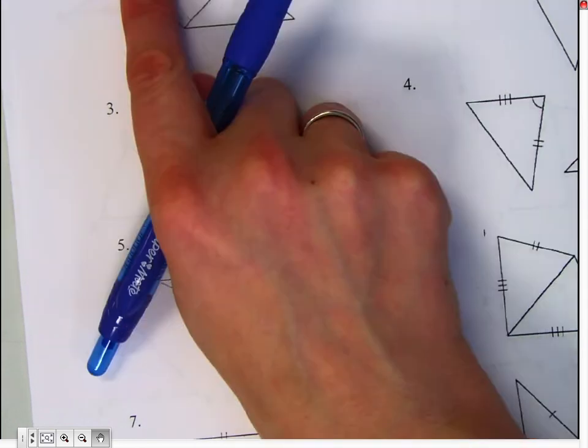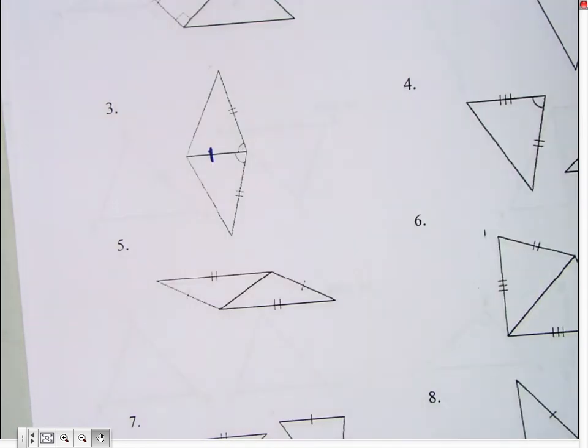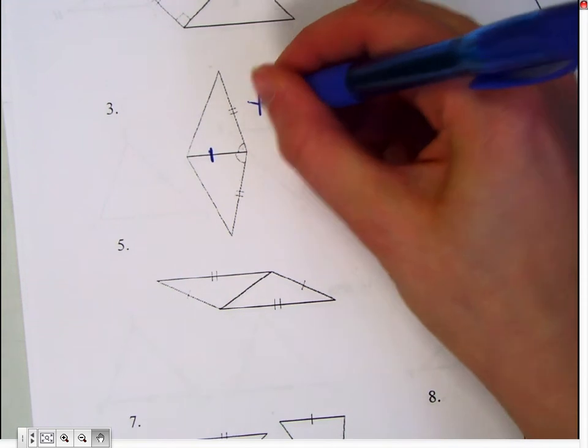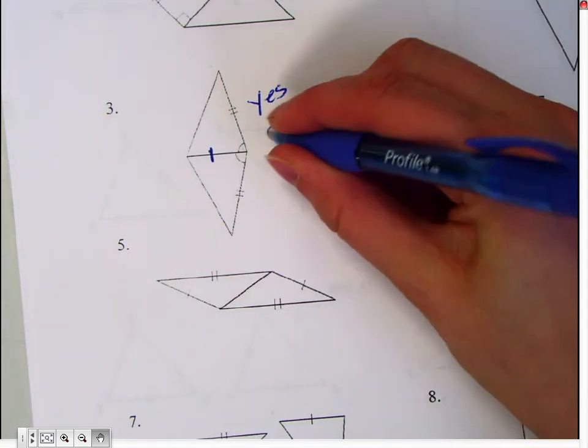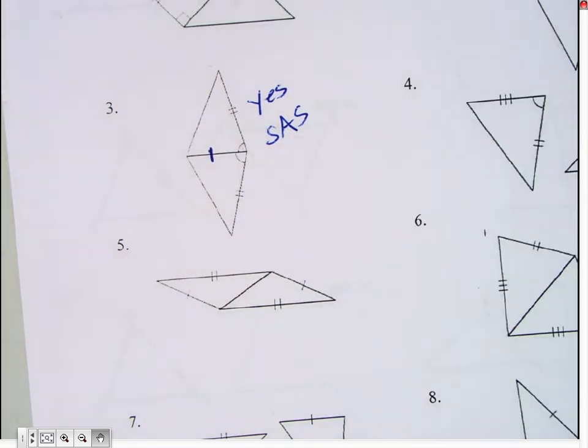So I state if the 2 triangles are congruent. Are those 2 triangles congruent? Yes. By what? Side, side, side, or side, angle, side? Side, angle, side. That's the whole thing. You're going to say yes or no and what they're congruent by. And no, not all of these are congruent. If it isn't congruent, it's just no.